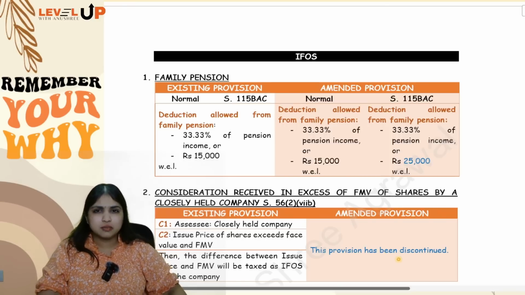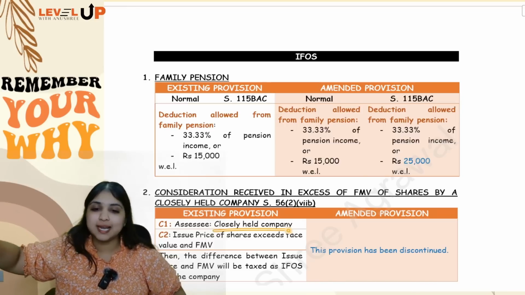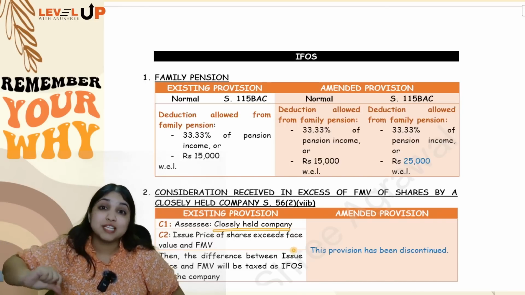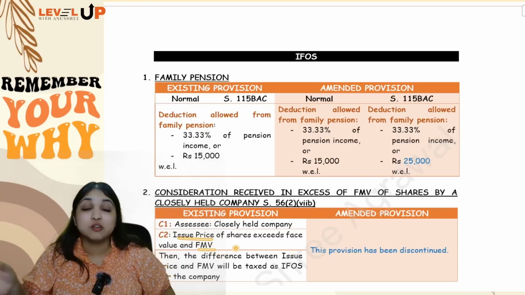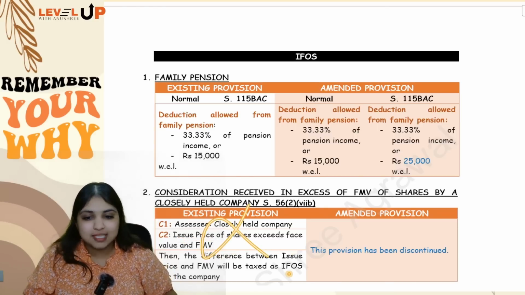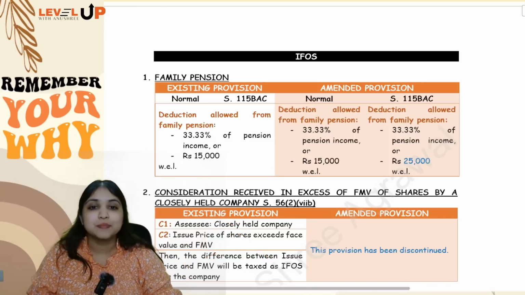Okay. So I hope you recall. Closely held company, issue price is more than face value, also more than FMV. Then the difference between issue price and FMV, we used to tax under the head IFOS. This provision is discontinued. Okay, that's all.